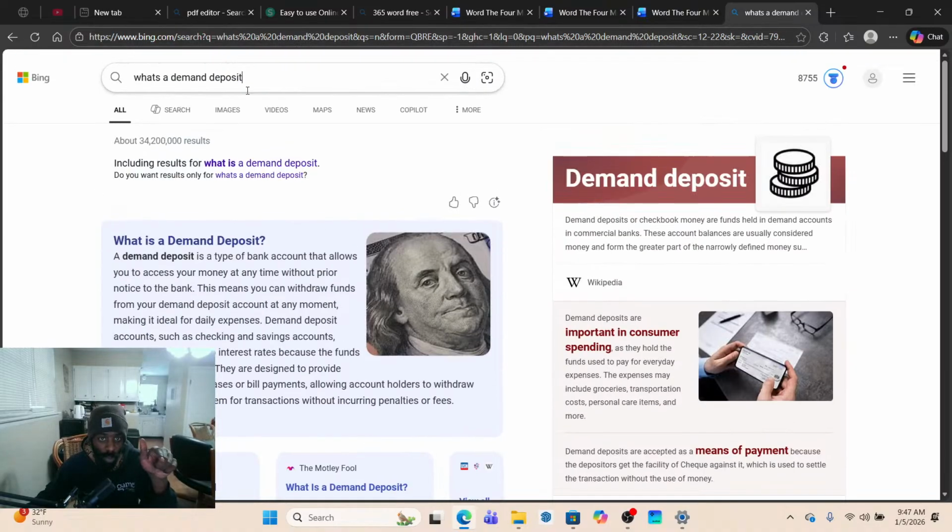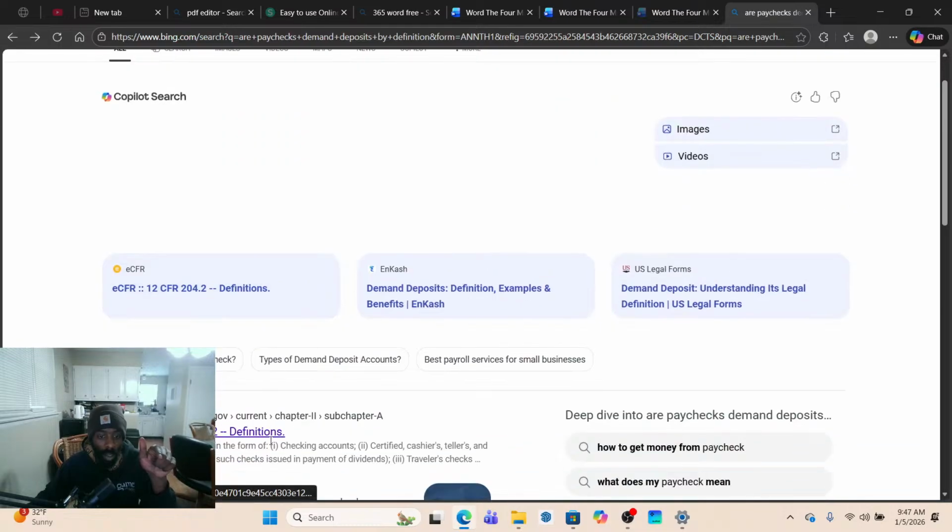Can we go to the CFR? Let's go to the Code of Federal Regulations. So let's go back and go to here, the definitions, really quickly.